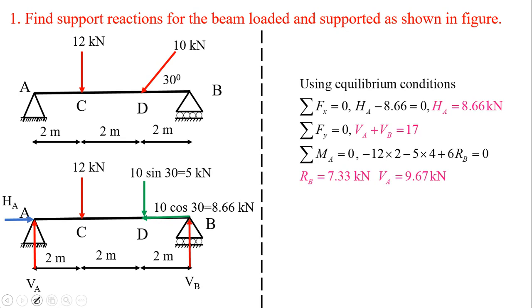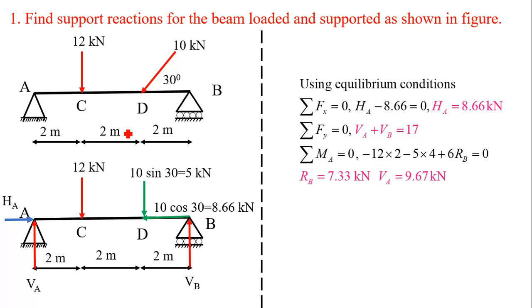Now based on this, we are solving some numericals to find the reactions of the beam when it is subjected to different types of loads and supported by different types of supports. So let's see the first: find the support reactions for the beam loaded and supported as shown in the figure. Considering a beam AB, at point A a hinge support is there, only a triangle is given, and at point B a triangle with circles, which means a roller support, is given. It is subjected to a vertical load of 12 kilonewton and an inclined load of 10 kilonewton.